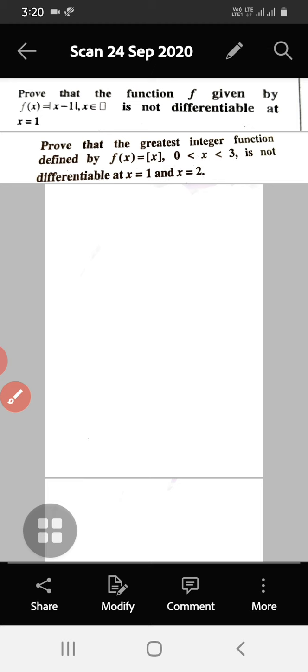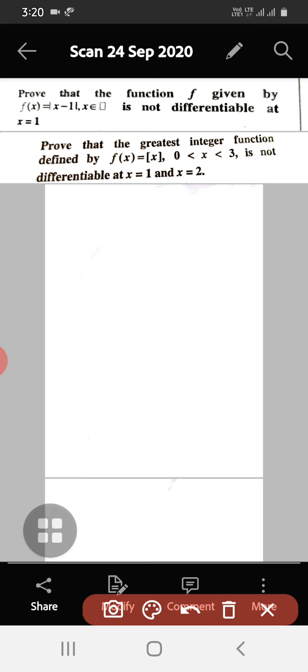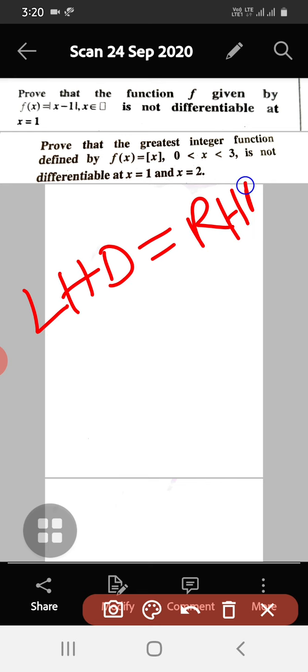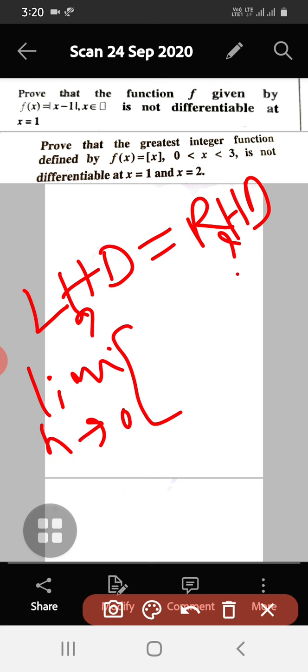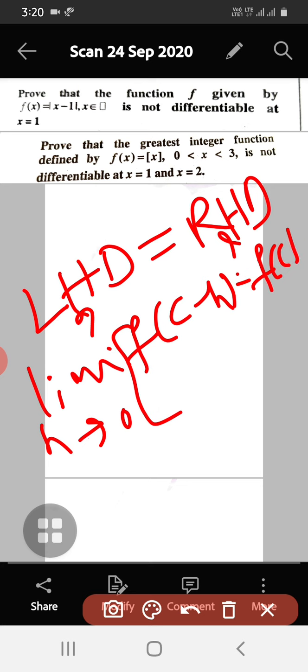First of all, differentiability means left hand derivative should be equal to right hand derivative. What is the meaning of left hand derivative? How can we write the expression? In the video classes we have learnt the left hand derivative: limit h tends to 0, f of c minus h minus f of c divided by minus h. So this is left hand derivative.